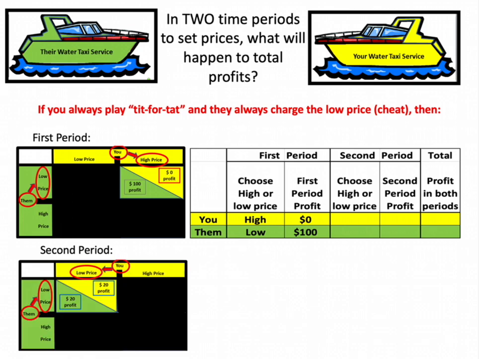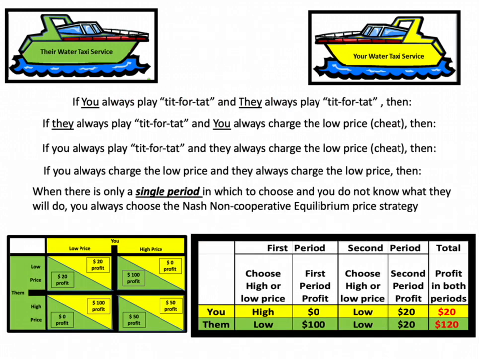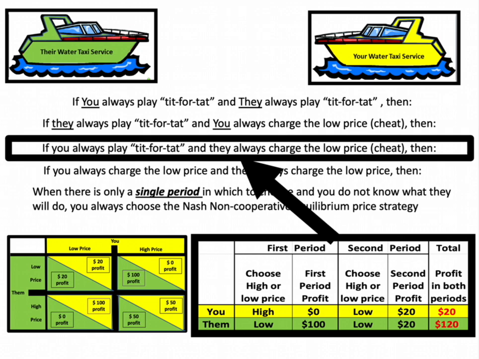In the second period, you're going to do what they did last time, but they're still going to go low because they always go low. We see our new chart where in the first period you got nada, nothing. They got 100. In the second period, you got 20 and they got 20. So they kind of win on that. If we had a chart that looked like the one in the lower right, which answer would be right? Well, again, that looks an awful lot like you went high.